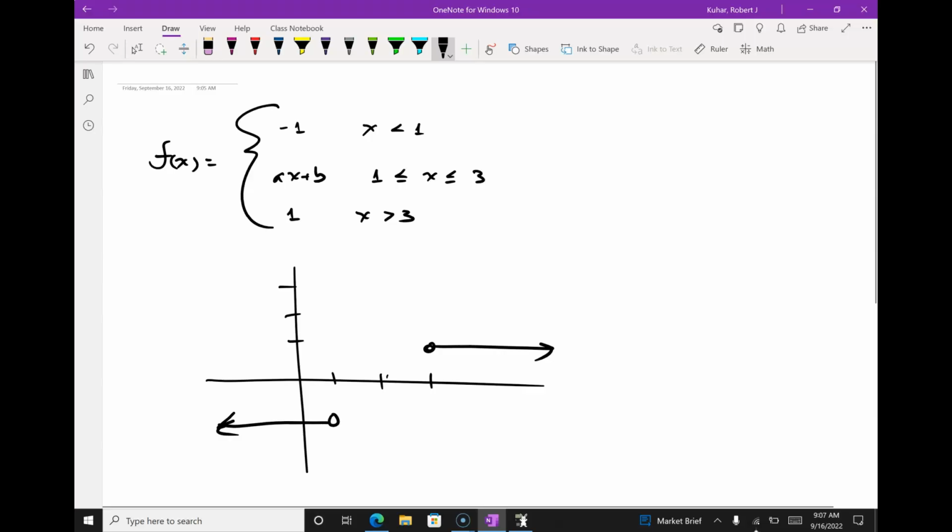And it's why the circle here is not filled in, because it's not equal to 1. At 3, bigger than 3, it's just the horizontal line at 1. And again, why is it an open circle? Right? And then what's our goal? To do what with the middle function?